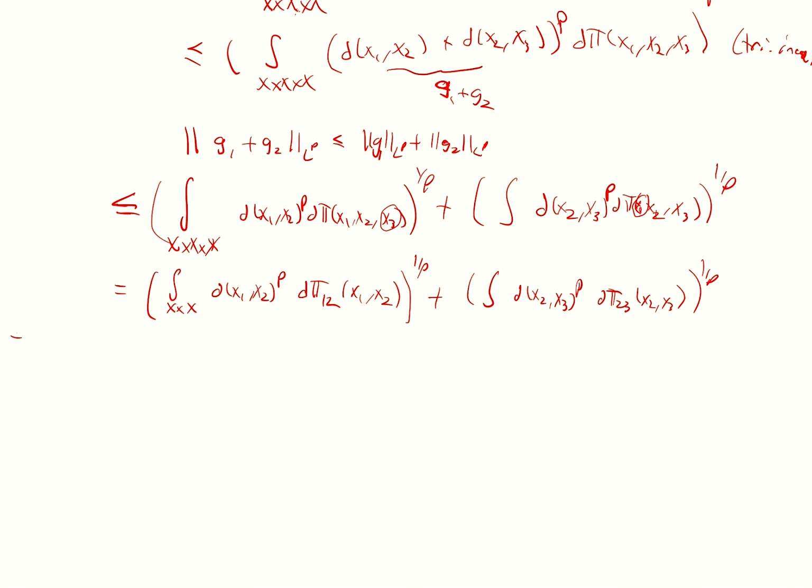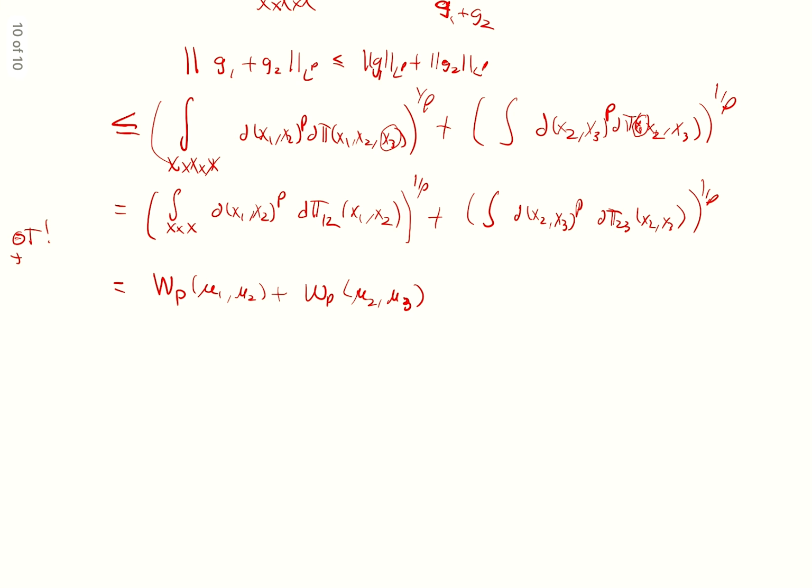Now remember that those are optimal transport plans. So this is precisely equal to W_p, and the same here. Both of these are optimal transport plans. And so we have now shown that W_p is, in fact, a metric. And that completes the proof.